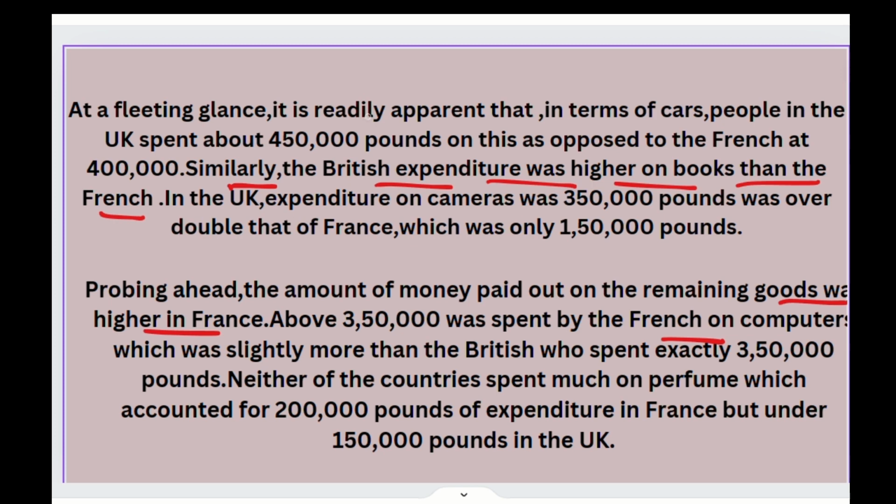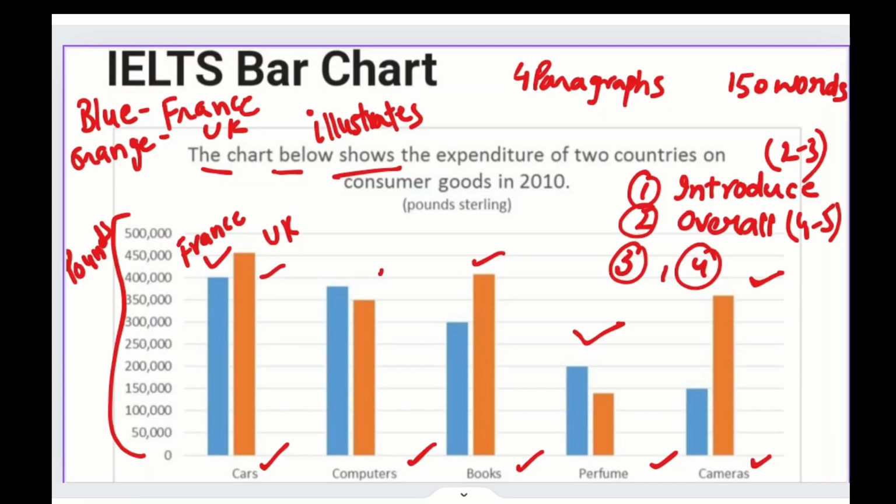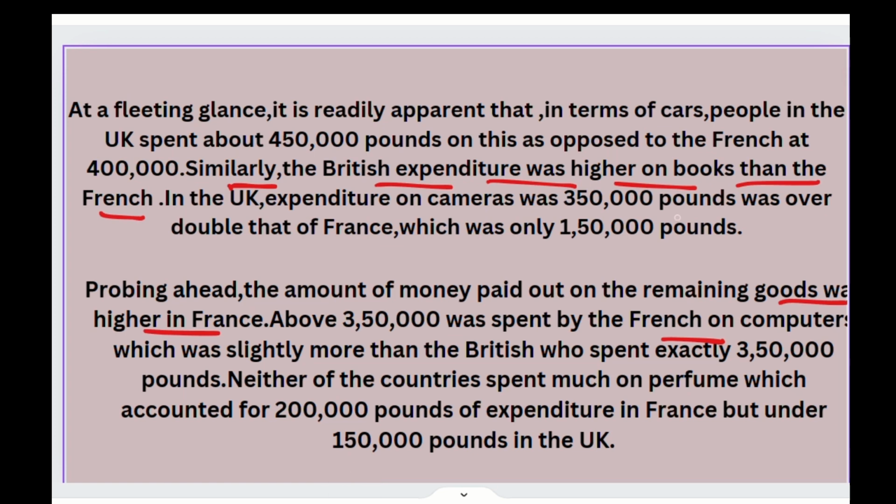At a fleeting glance, it is readily apparent that... At a fleeting glance means at an overall view, at first glance. It is readily apparent that means it is showing that in terms of cars, people in the UK spent about £450,000 on cars as opposed to the French at 440,000. So here you know that 450,000 was spent by the UK and 440,000 was spent by France. We discussed the data here.